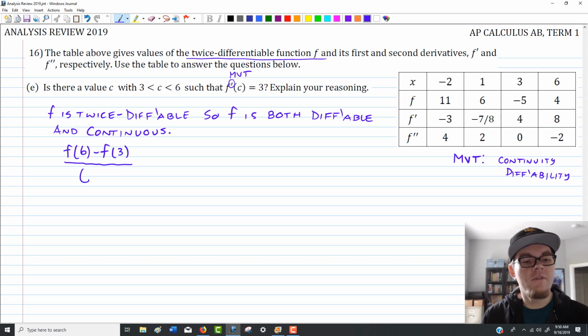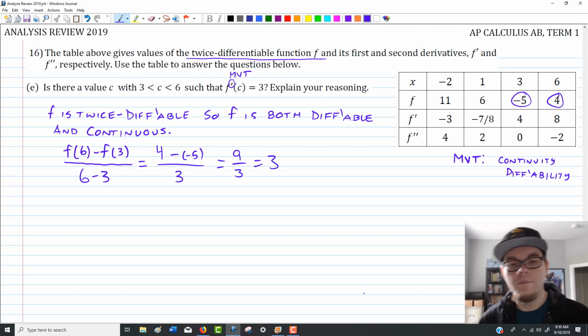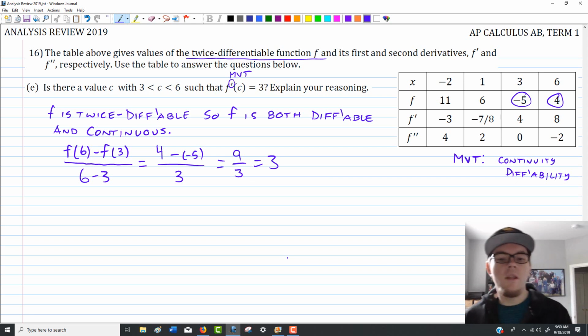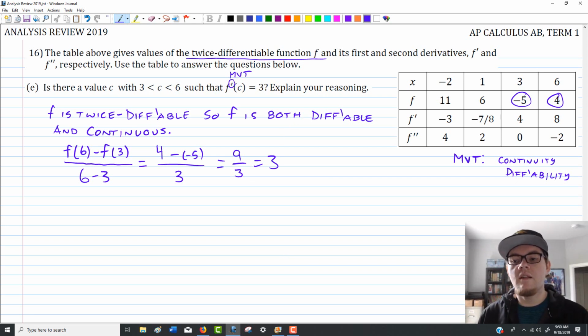We'll have f of 6 minus f of 3 over 6 minus 3. That's going to be equal to 9 over 3, which equals 3. So now at this moment, that wouldn't necessarily be anything special. We just found that the average rate of change is 3, or the slope of the secant line through those two endpoints would be 3. But the important thing here is that because we've guaranteed that the mean value theorem applies, we know that there's got to be a place where this equals f prime of c inside that interval.